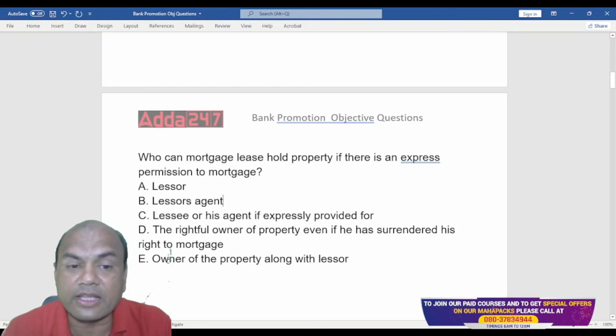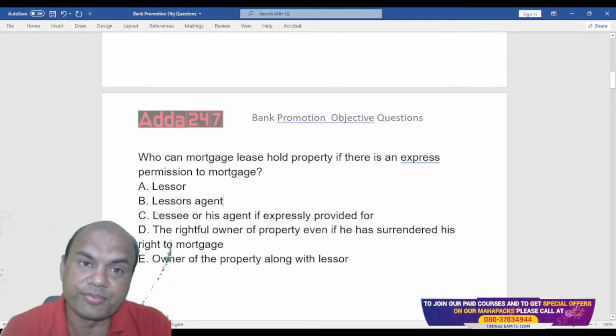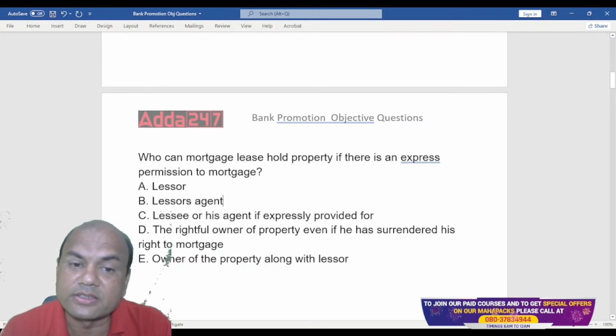So lessor can mortgage this. Lessor or his agent, if expressly provided for. The rightful owner of the property, even if it has surrendered its right to mortgage, along with the lessor. So who can mortgage this?